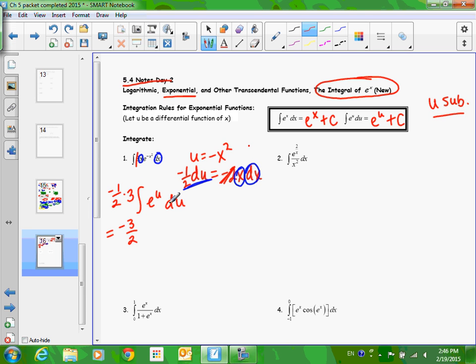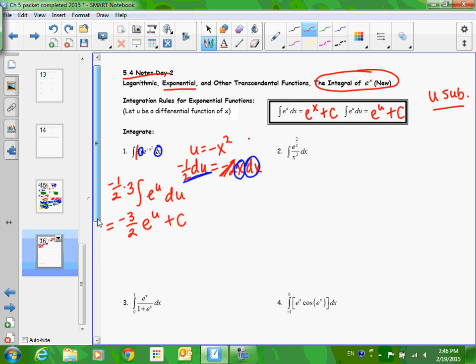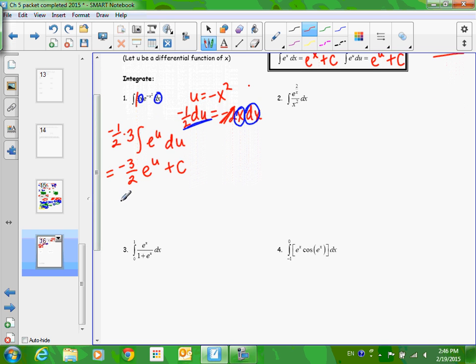And we just went over this. What's the antiderivative of e to the u? Just e to the u. So then my final answer needs to not be in terms of u. It needs to be in terms of x. So I replace u with negative x squared, and that's your answer. How could I check this? Take the derivative. Yeah, take the derivative.